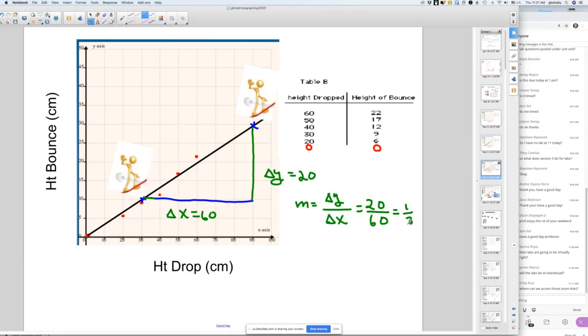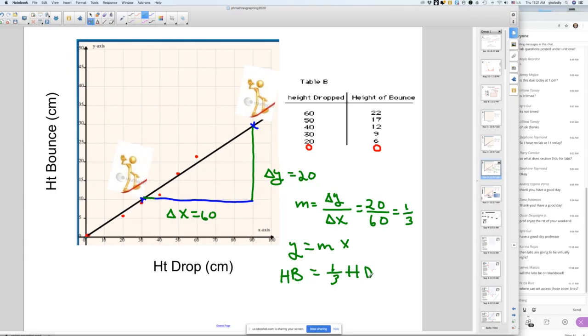Once you know the slope, and if this is a straight line going through the origin, then the connection between these two variables, you can call one y, the other one x, is that y equals the slope times x. Now, in our case, we don't have y, we have height of bounce. Height of bounce equals the slope, which is 1/3, times the height of drop, which is what's graphed along the x-axis, right? That's delta x.